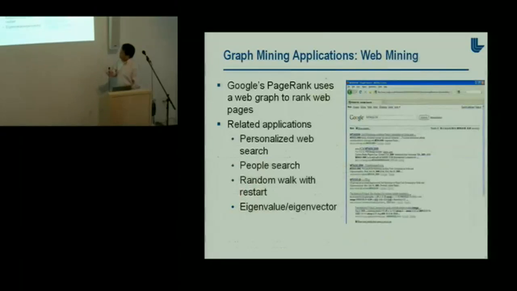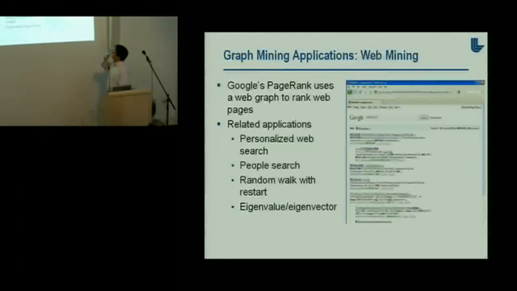So these graphs are usually very large, and they carry a lot of good information. Graph mining is a technique that lets you extract information hidden deep inside a graph. And there's a lot of uses for that. Some of the examples, the obvious one, is Google's PageRank.